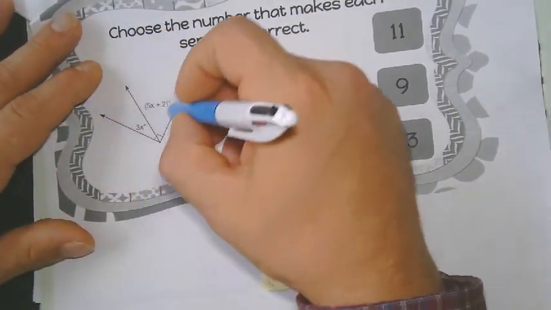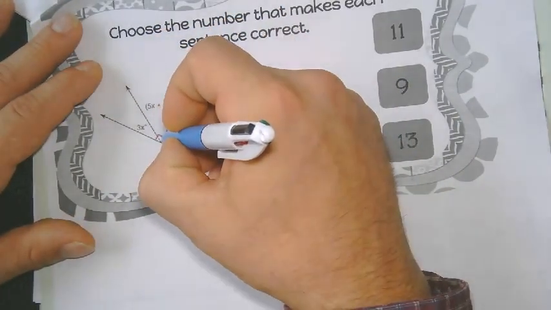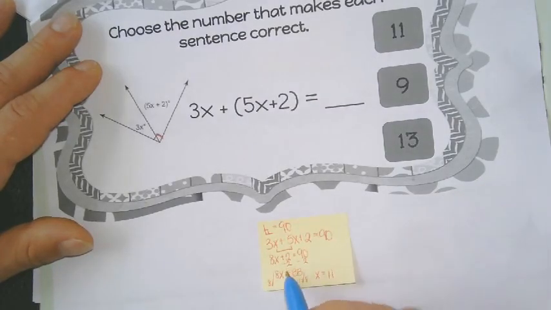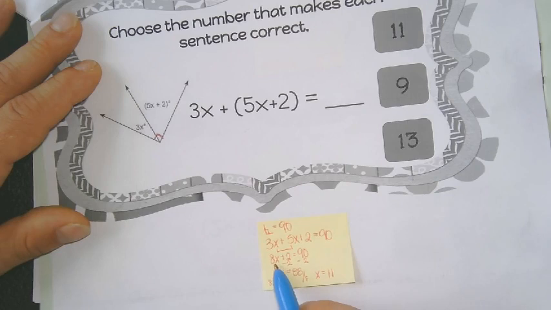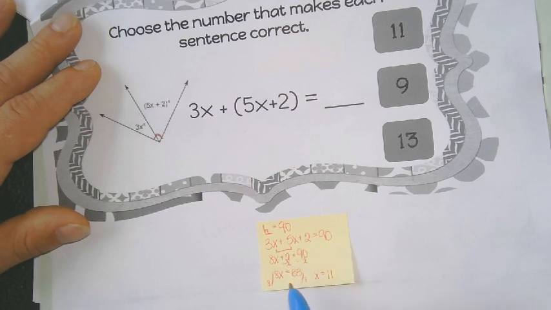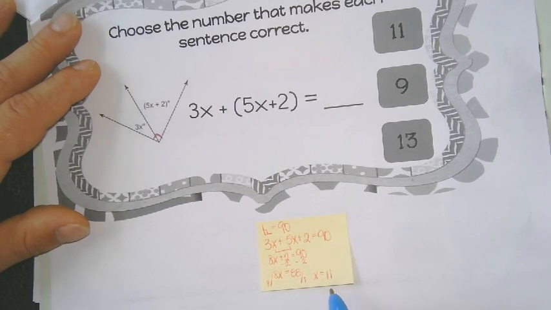Alright, another set of complementary angles. You can see our 90-degree mark, squared. We have 3x plus 5x plus 2 equals 90 degrees. So if we combine like terms this time, it's going to be the x's. 8x plus 2 equals 90. Now we can move the 2, minus 2, we get 8x equals 88. Divide by 8 to get x by itself, x equals 11.